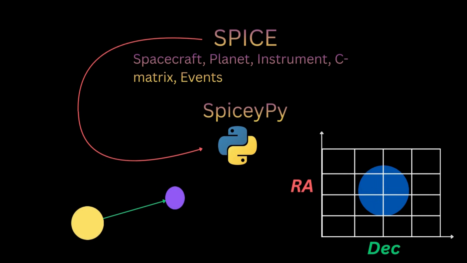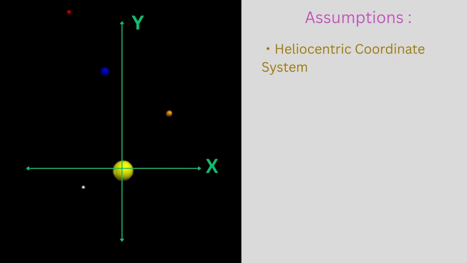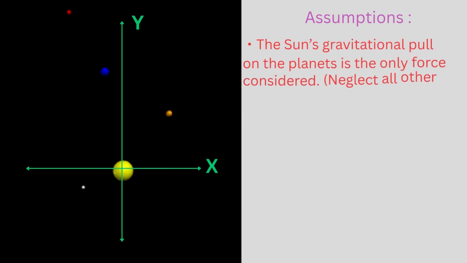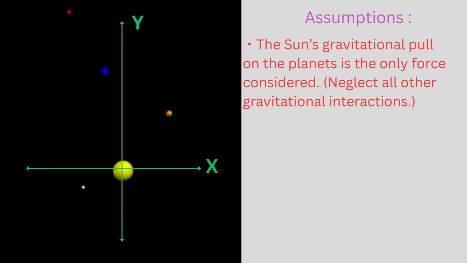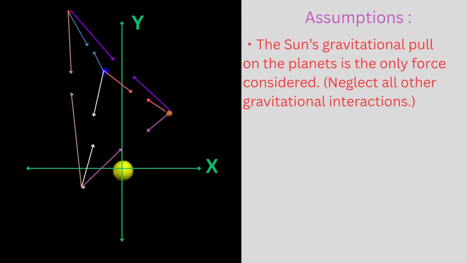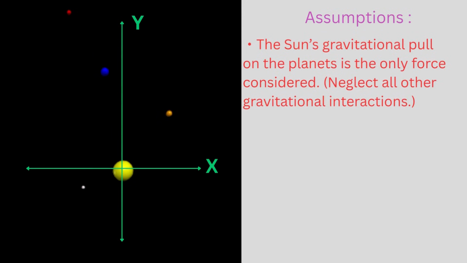The last few things we're going to need are some assumptions about our initial model. The first of which is going to be a heliocentric coordinate system. This means that the sun is going to stay at rest and not move. This also means that its geometric center is going to act as our origin. The next assumption would be that the sun's gravitational pull on the planets is the only force considered, so the planets' own gravitational interactions are not going to matter. We're not going to include them.